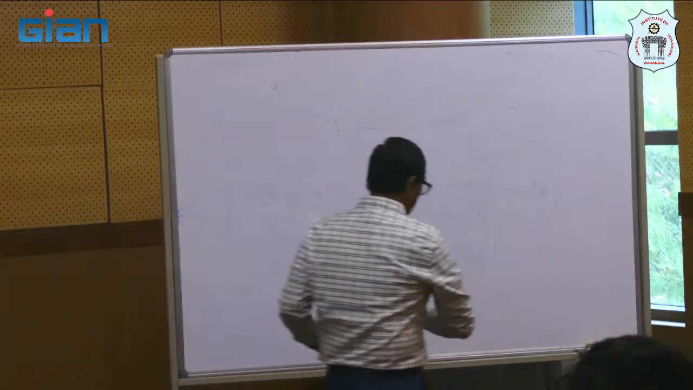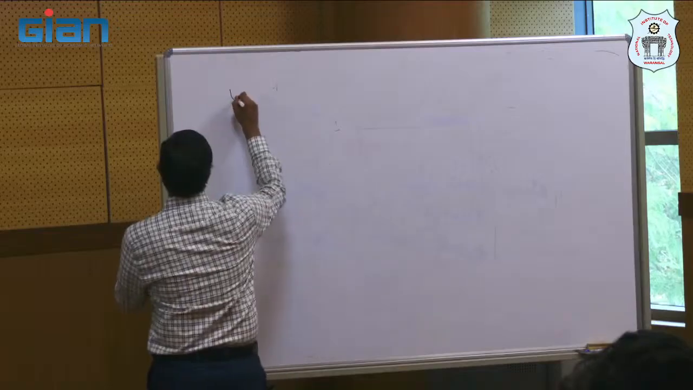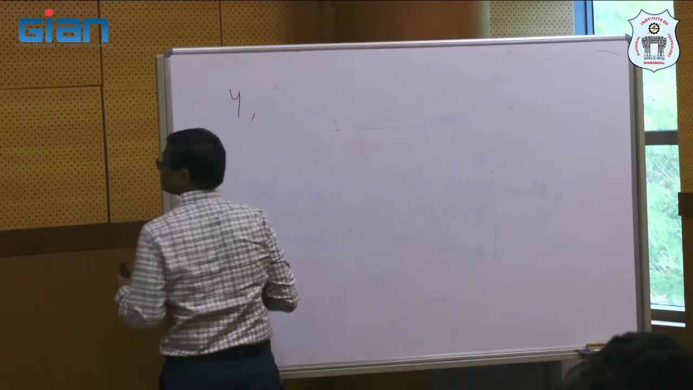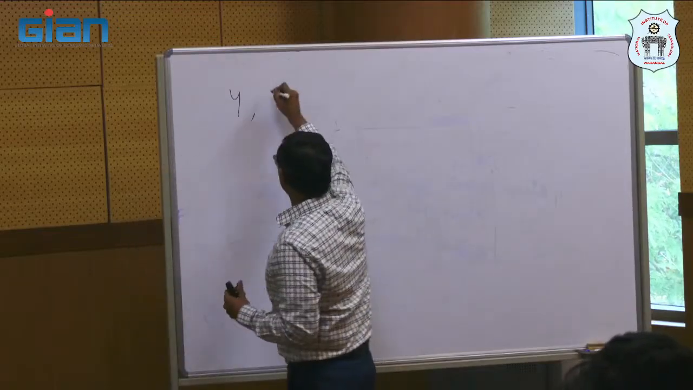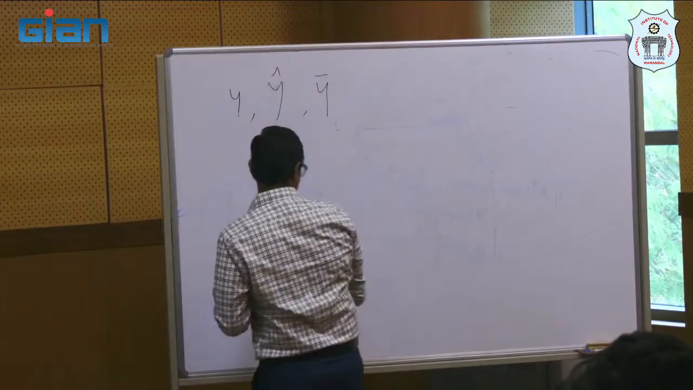So now we want to look at goodness of fit. So for that, we talk about three Y's. So there is the observed Y, the predicted Y, the average Y.